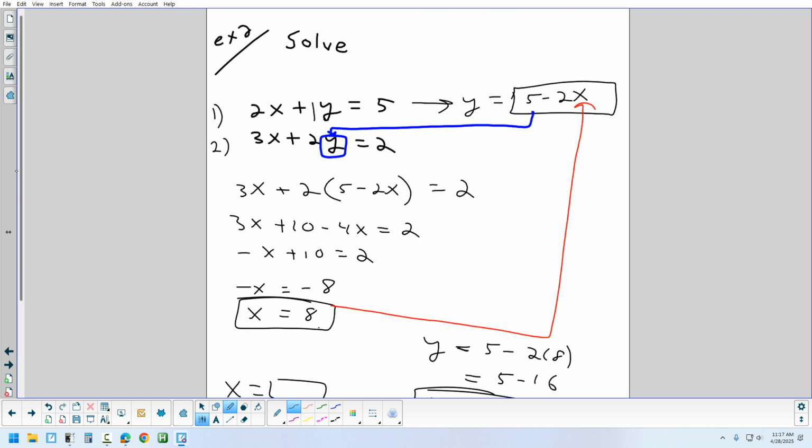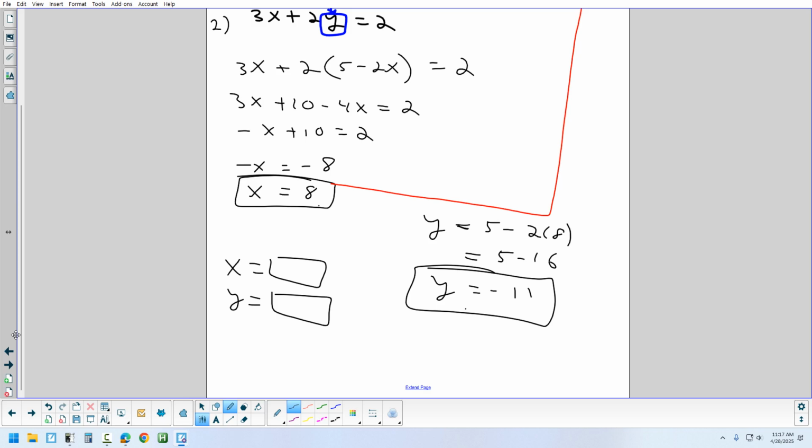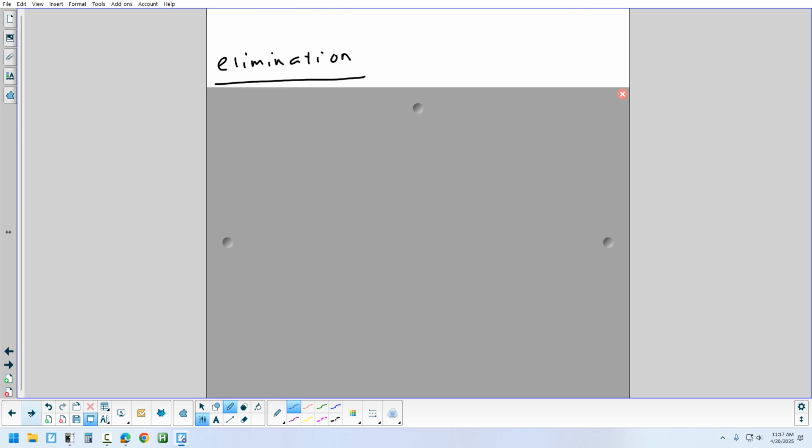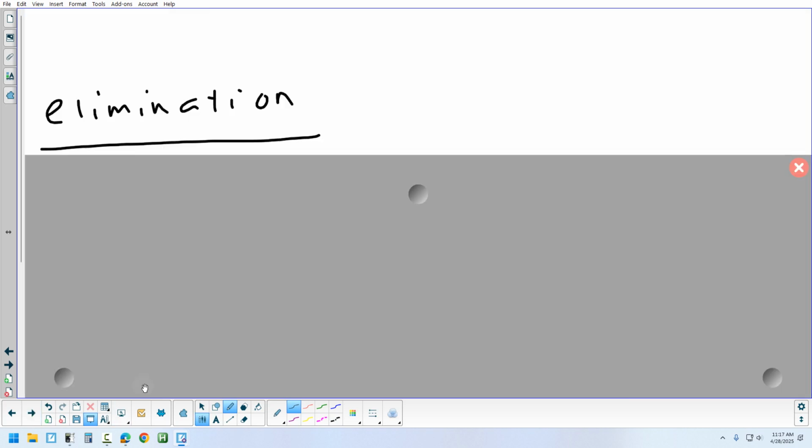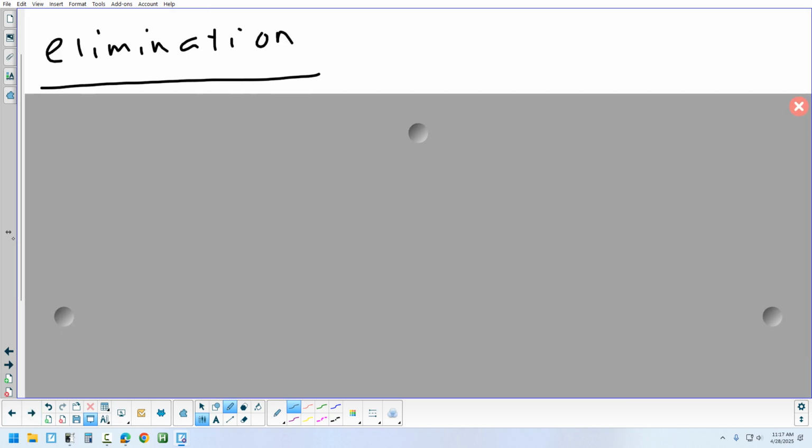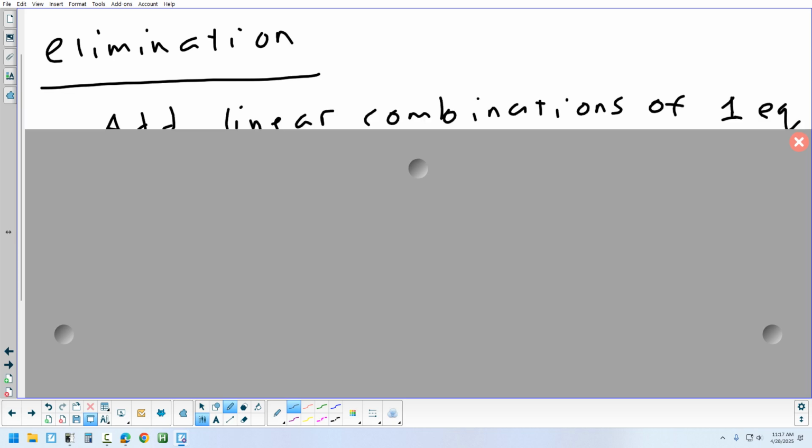Okay, so that's substitution. Again, probably something you've seen before. Now we're going to do elimination. So both of these I think you've seen before. Elimination is how we're going to handle all equations that have more than 2 variables. Substitution's okay if you have 2. But if you start to get into like 3, 4 variables, substitution gets really messy really quick. Elimination is much better.